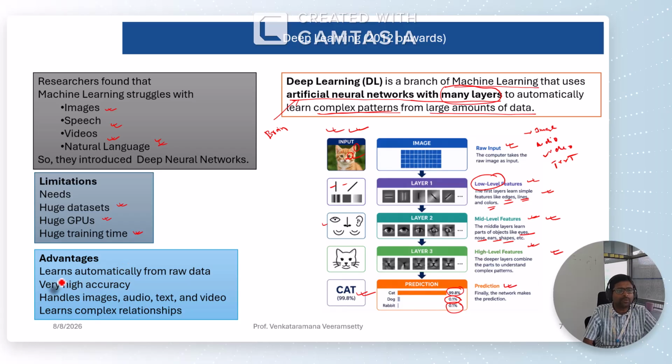Coming to the advantages, it learns automatically from the raw data. I said from the raw data directly it will automatically learn. Deep learning models are very highly accurate. They can handle images, audio data, text data, and video data, and also learn complex relationships or complex features. So hope you understand how deep learning works.